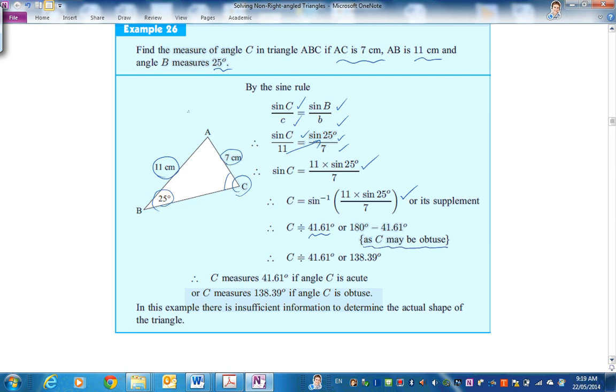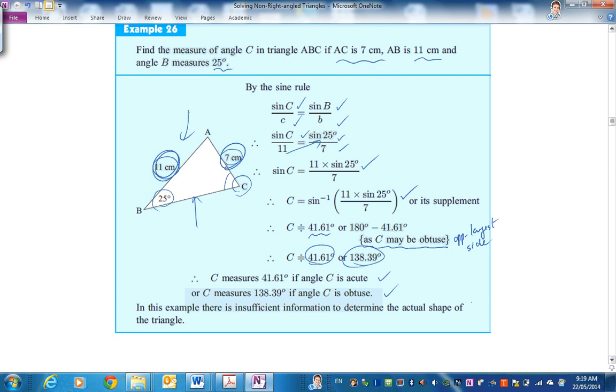Why? Because look back over at the diagram, this is bigger than this. C may be obtuse because it's opposite the largest side that is there at the moment. We don't know what size that is. So there's ambiguity here. You should quote the angle in the first quadrant, which is what's going to come off the calculator, and then 180 minus it. And you state those answers.